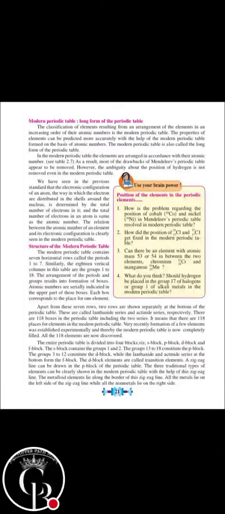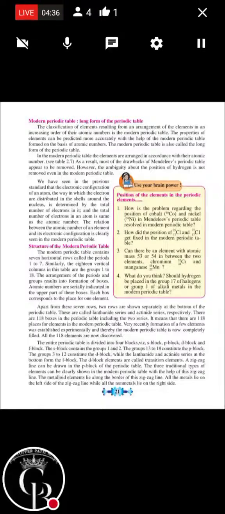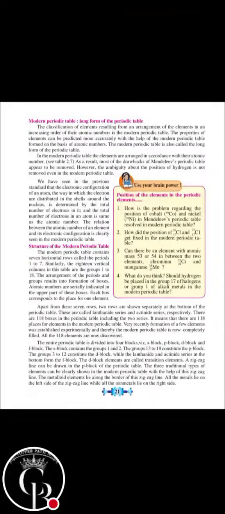Modern periodic table, long form of the periodic table. The classification of elements resulting from the arrangement of the elements in increasing order of atomic number is the modern periodic table. The properties of elements can be predicted more accurately with the help of the modern periodic table formed on the basis of atomic number. The modern periodic table is also called the long form of the periodic table.